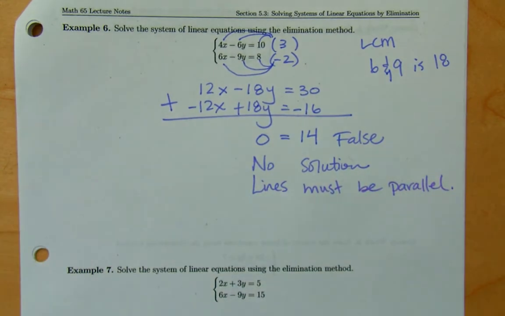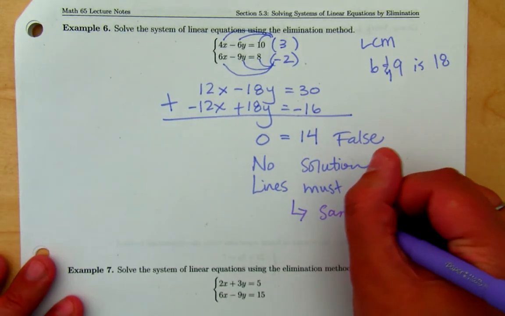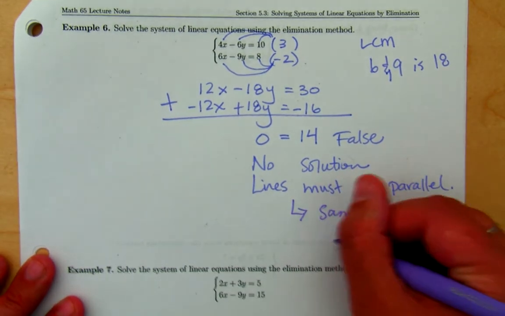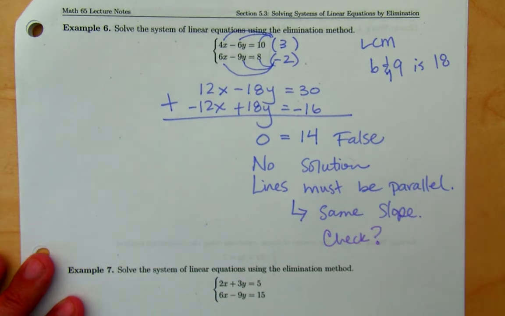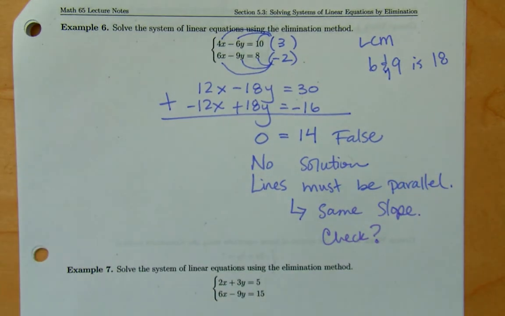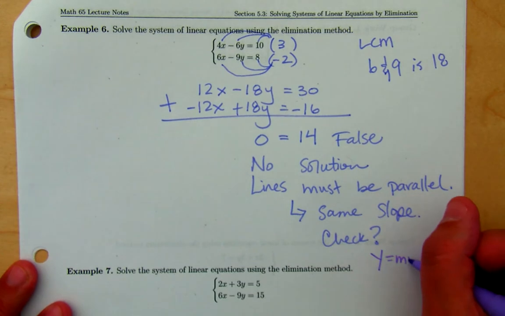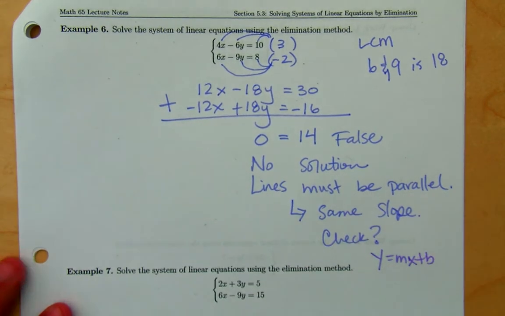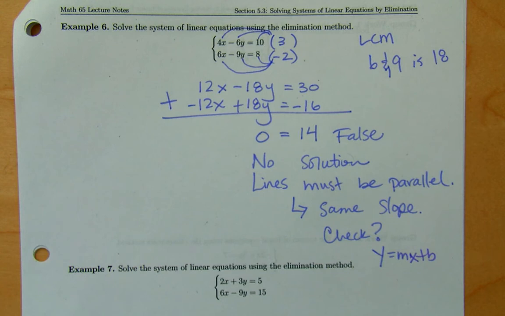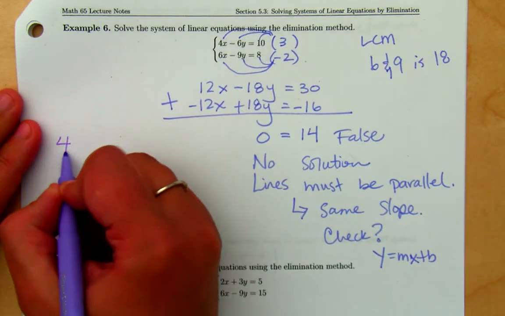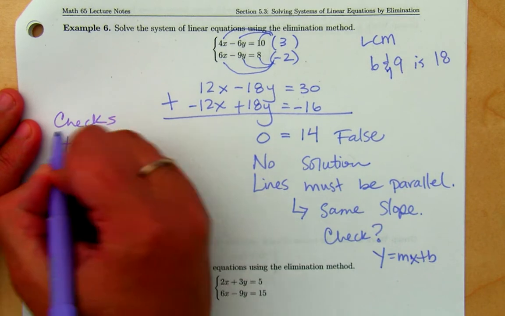Is there a way that we could check it? Is there a way to prove that they're parallel? What do you know about parallel lines? Same slope. They must have the same slope. Is there a way to check the slopes? What could you do to check the slopes? Y equals mx plus b form, and then the m should be the same, and the y-intercept should be different, right? So if we go up here, this is going to be our checks then.